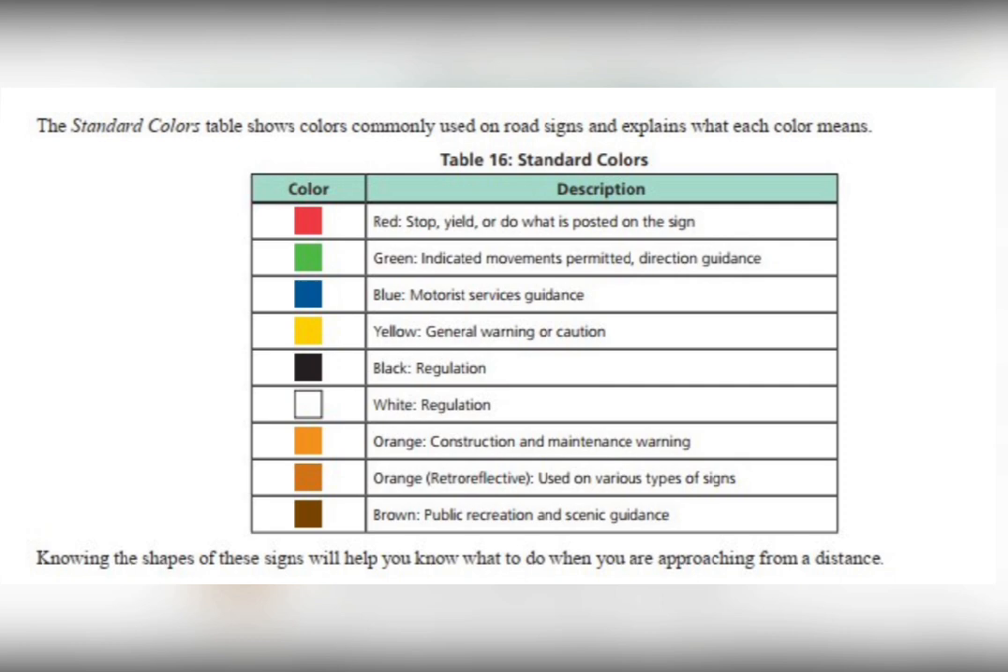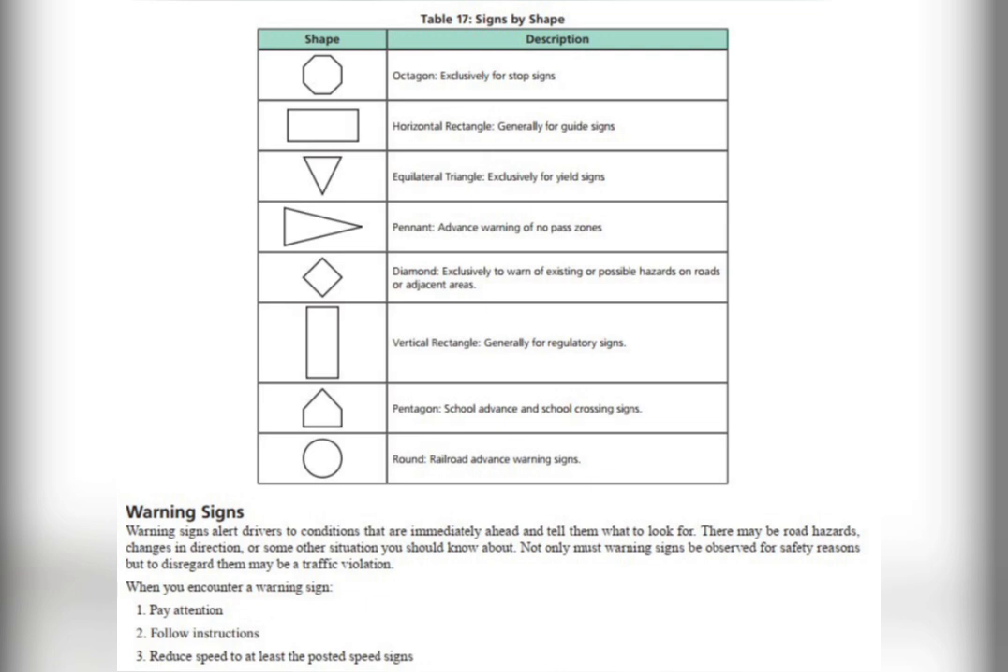Knowing the shapes of these signs will help you know what to do when you are approaching from a distance. Table 17, signs by shape. Shape description. Octagon: exclusively for stop signs. Horizontal rectangle: generally for guide signs. Equilateral triangle: exclusively for yield signs. Pennant: advance warning of no-pass zones. Diamond: exclusively to warn of existing or possible hazards on roads or adjacent areas. Vertical rectangle: generally for regulatory signs. Pentagon: school advance and school crossing signs. Round: railroad advance warning signs.